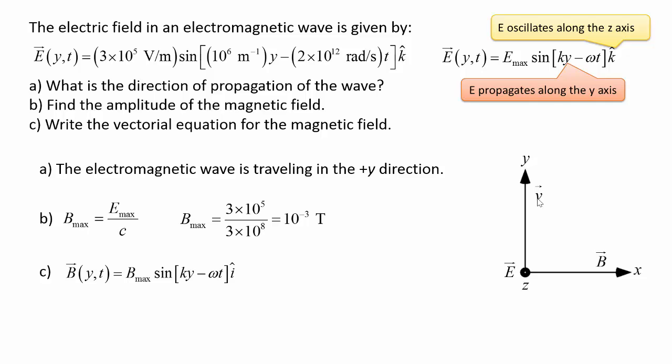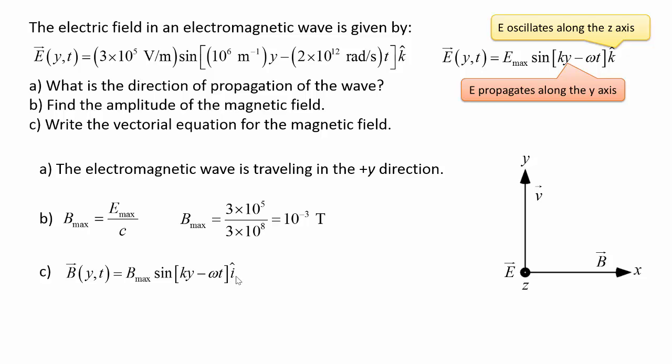If we consider that the magnetic field oscillates along the plus x-axis, because the magnetic field has to oscillate in a plane perpendicular to the electric field, we can choose either plus or minus, and we take the cross product between the electric and magnetic field, the resultant will be oriented along the y-axis, which means that indeed the magnetic field oscillates along the x-axis. So the unit vector that I am choosing is unit vector i.